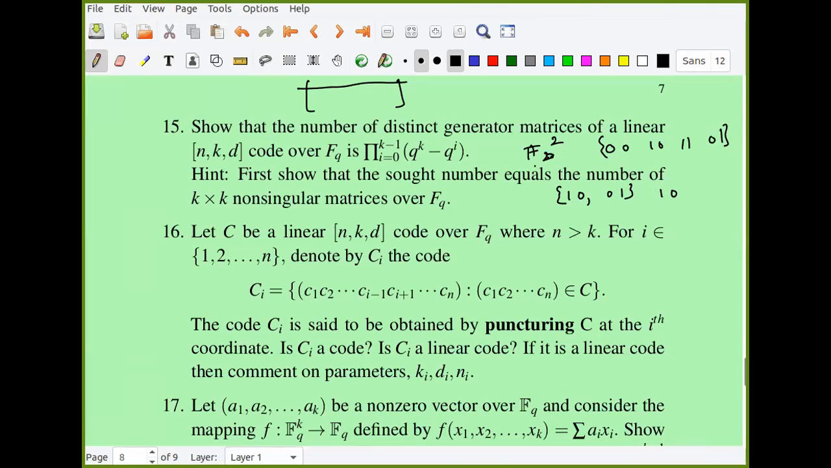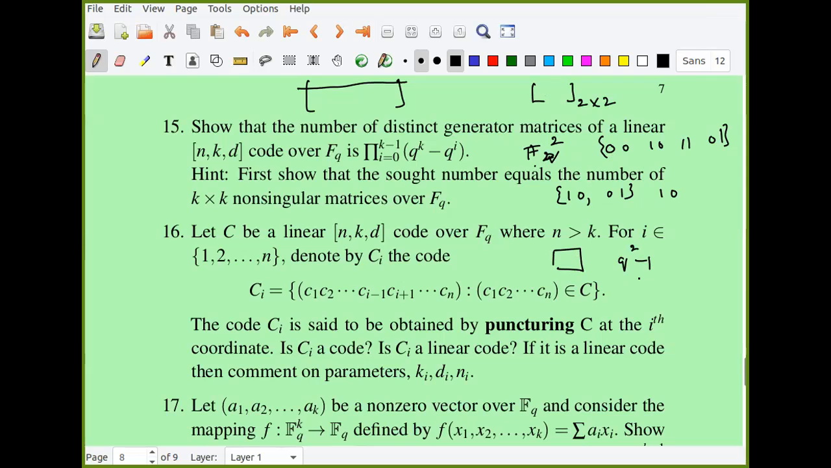Now I replace this with q, so q^2. I am looking for two vectors, or you can think of matrices. What is the first vector I can choose? Can I choose the first vector as a zero vector? No, sir. So how many possibilities are there for the first vector? Any non-zero vector. The total number of vectors is q^2, and I have to remove the zero vector, so q^2 minus 1 possibilities are there.